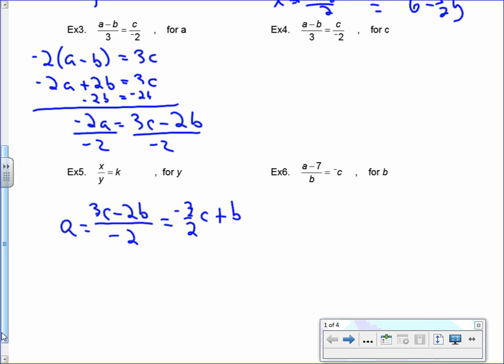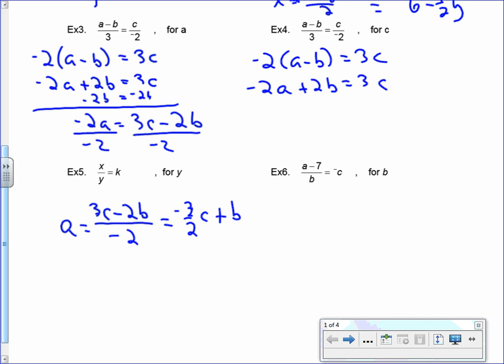Okay, so let's try this one up here. It's the same first step, negative 2, a minus b. Sometimes it throws people off that it doesn't matter whether you're solving for a or b or c. The first step is the same, and that's the cross multiply step. Get rid of those fractions, and go ahead and do your distributive property. Negative 2a plus 2b equals 3c. So that step is the same no matter what you're solving for.